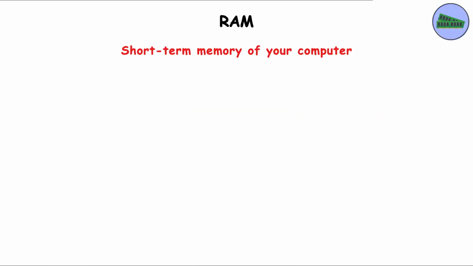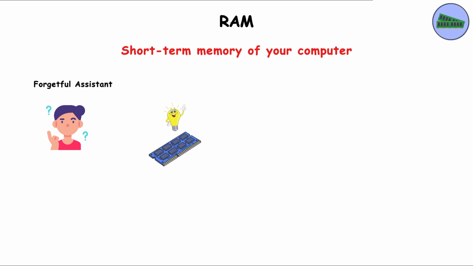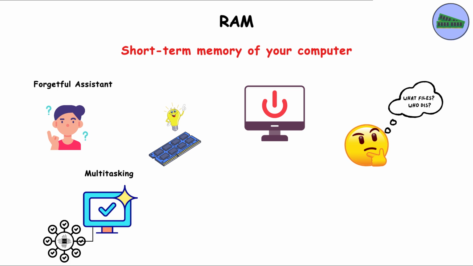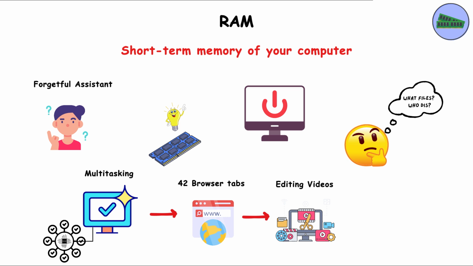RAM. The short-term memory of your computer. Think of it as your computer's forgetful assistant who's great at remembering what's important right now, but as soon as you shut down, it's like, what files? Who dis? RAM is what keeps things running smoothly when you're multitasking, opening 42 browser tabs and editing a video at the same time. No sweat, as long as you got enough RAM.